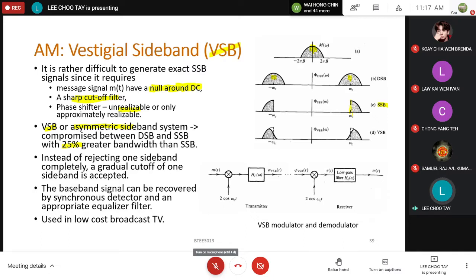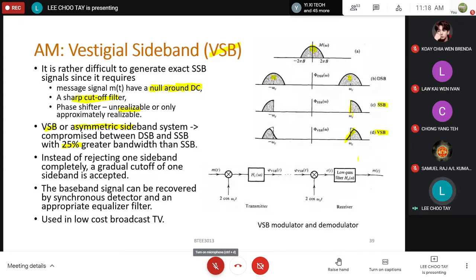So VSB, or vestigial sideband, basically allows you to use a filter that is not ideal. But then you are allowed to transmit 25% more bandwidth. So basically you are going to send your message signal, not just one of the sidebands alone, but also a bit of the information from, in this case, the lower sideband. So this is the vestigial sideband.